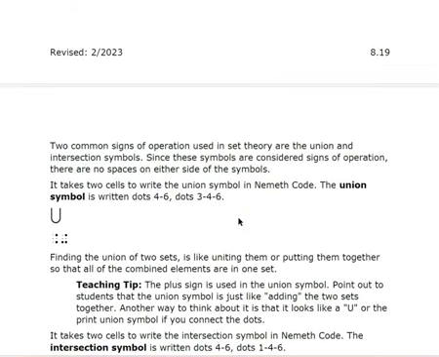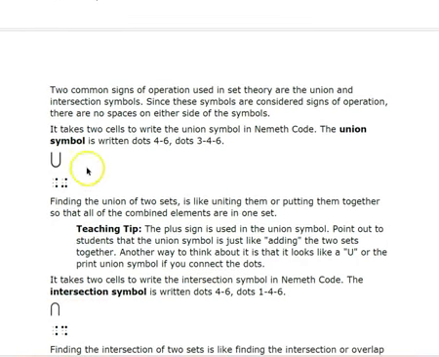Two common signs of operation used in set theory are the union and intersection symbols. Since these symbols are considered signs of operation, there are no spaces on either side of the symbols. The union symbol is written dots 4-6 and then 3, 4, 6. Finding the union of two sets is like uniting them or putting them together so that all the combined elements are in one set.